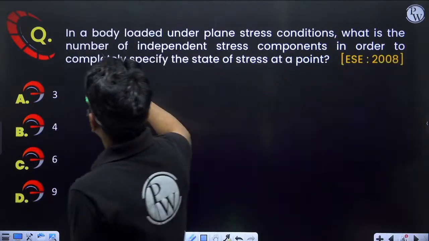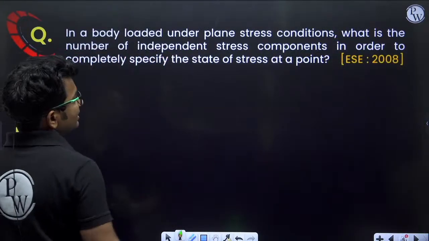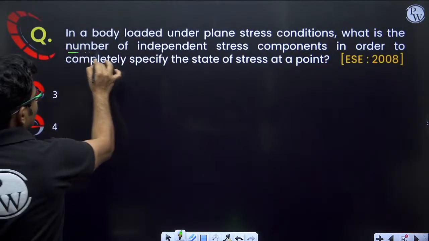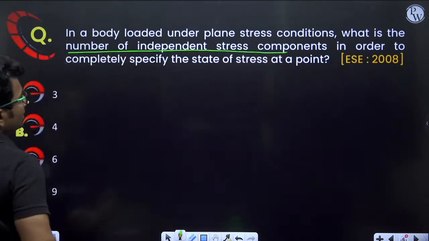Now in a body loaded under plane stress conditions, what is the number of independent stress components? Okay, so the number of independent stress components.